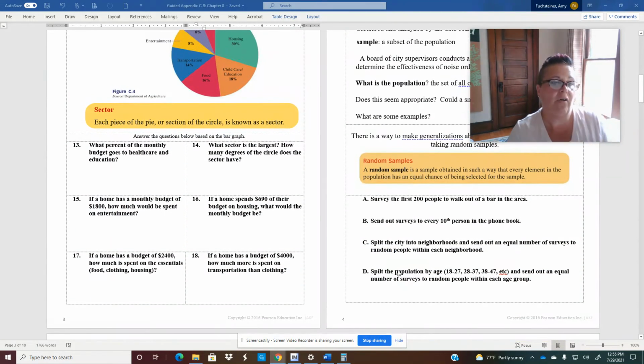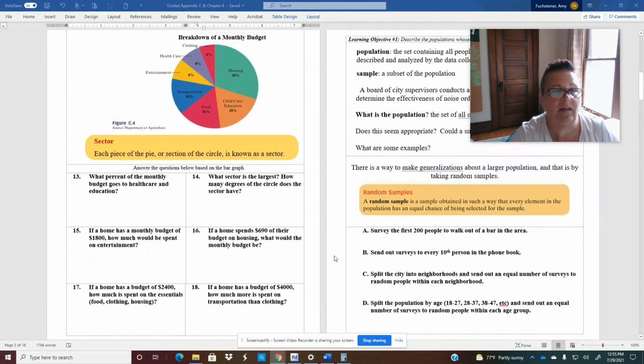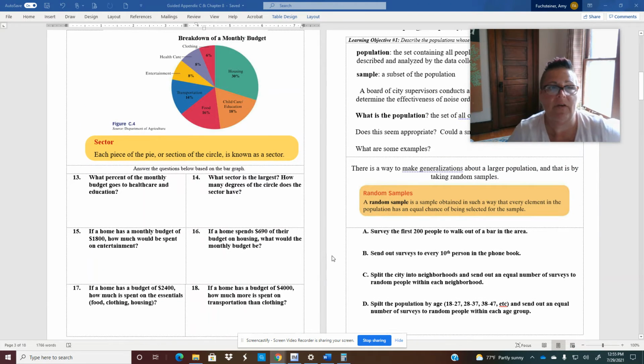All right. Now, for the pie charts, we have a lovely pie chart circle graph. It's a breakdown of a monthly budget, something we should all have and do, even if we don't. And you can see the breakdown here is for clothing, healthcare, entertainment, transportation, food, childcare, and housing. Now, each one of these different colors represent a sector or a piece of this pie.